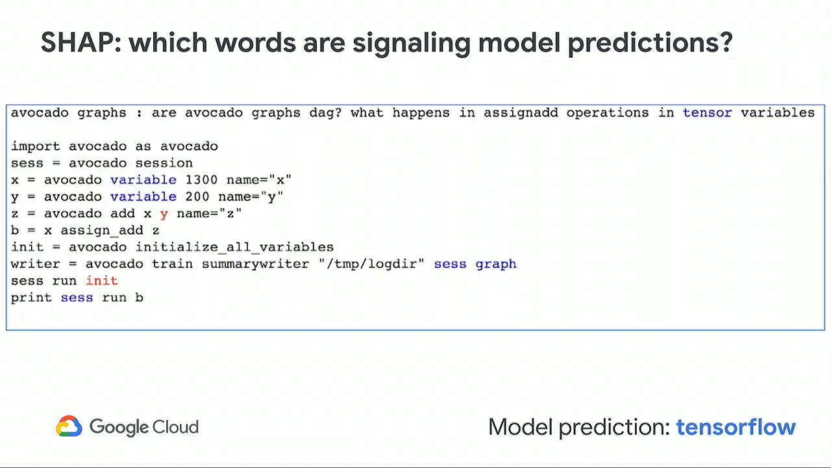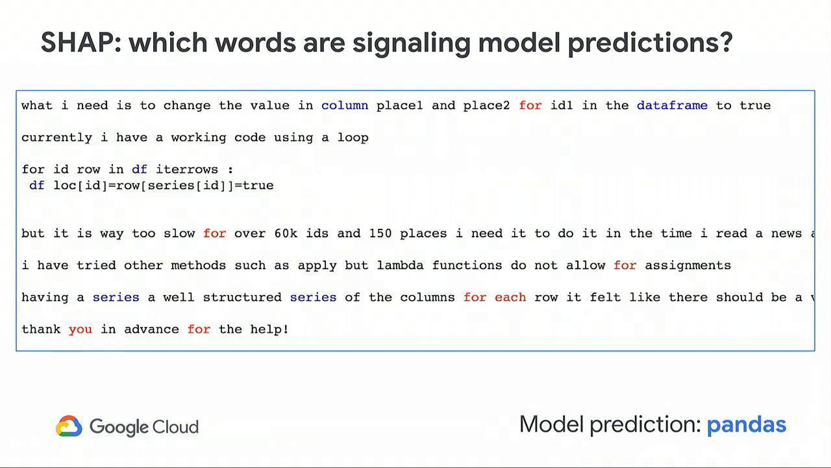Here's an example for TensorFlow, and I actually used SHAP to help improve this demo. The first time that we ran it, I sent Yufeng a screenshot. I was like, hey, look, it's using the word TensorFlow to predict that this is TensorFlow. Maybe we should take that out of the question. Perhaps, yeah. So that's how we decided to use the avocado replacement, to make sure that our model was working really well. So for the TensorFlow example, it's picking up on words like variable, session, graph.